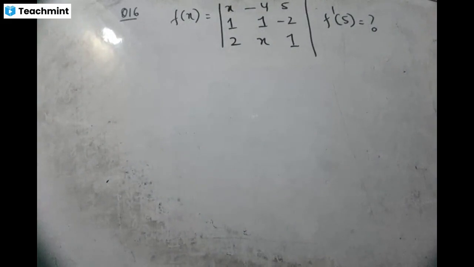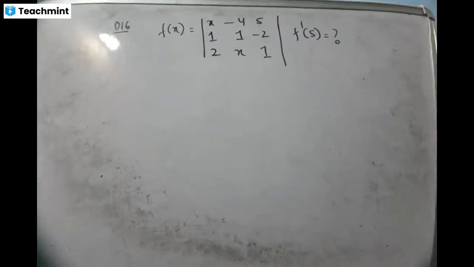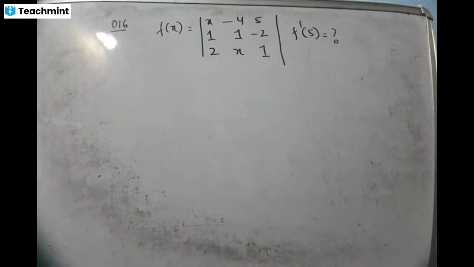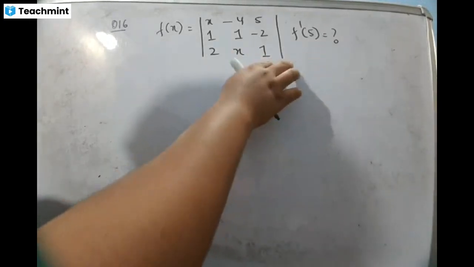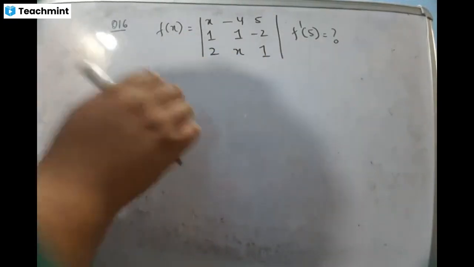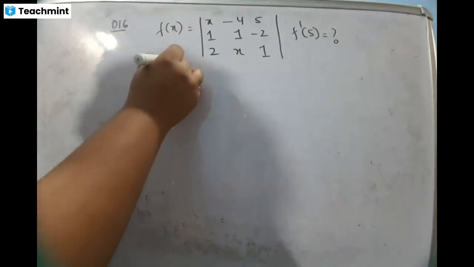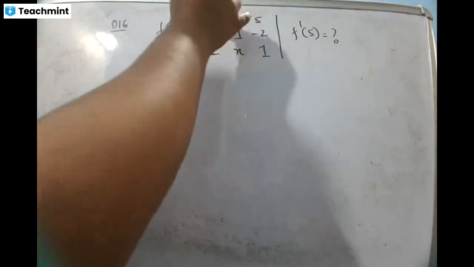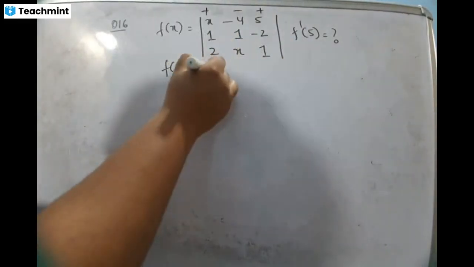I have to find f dash 5. Okay, so everyone, how do we do this again? Now f(x) is given. What is f(x)? f(x) is a determinant. So I can expand this determinant very easily. You know how to expand a determinant. A determinant can be expanded through any row or any column, isn't it? So let me expand the determinant along the first row. Why? Because the sign convention is easy: plus, minus, and plus. So what are the cofactors of x?